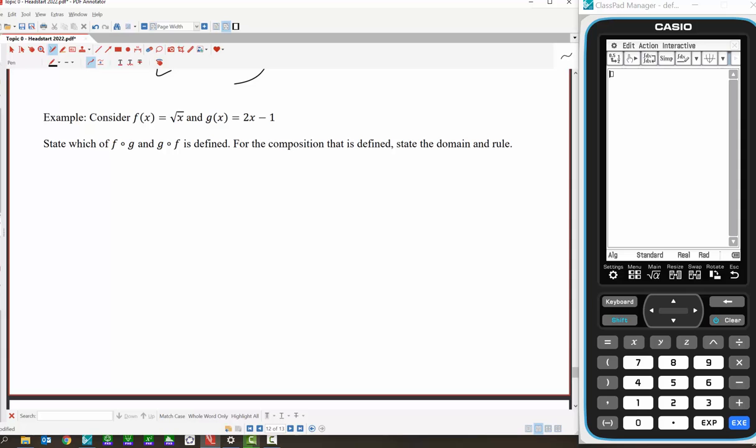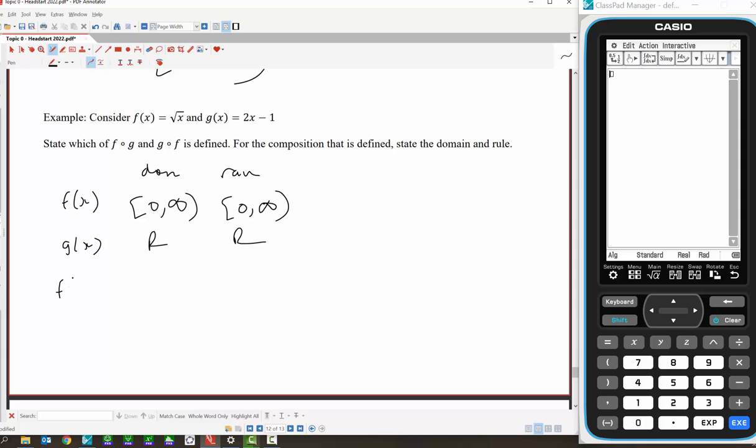Okay, consider f(x) = √x and g(x) = 2x − 1. State which of f∘g or g∘f is defined. Alright, so we'll do that table: f(x), g(x), domain and range. For f(x), domain is 0 to positive infinity, range is 0 to positive infinity. For g(x), domain and range are both the reals.